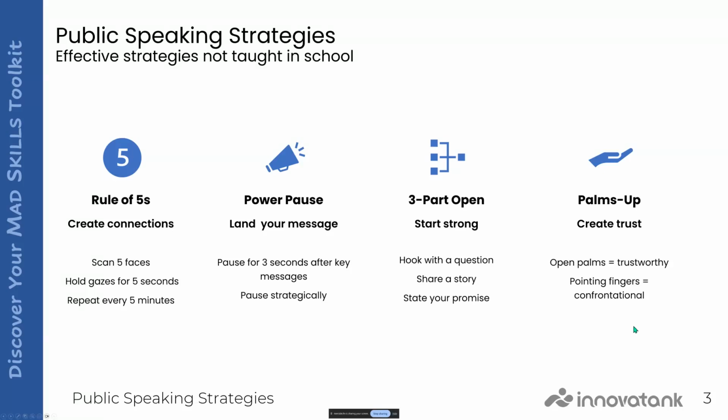A big one I think is really powerful is the power pause, which helps you land your message. It's really about pausing for 3 seconds after key messages. And I think you can extend this further, in terms of strategically pausing as you go and allowing people to think a little bit. We've talked about that in previous videos, in terms of how you get a conversational presentation when it's really a one-sided conversation. And I think the power pause really helps you do that.